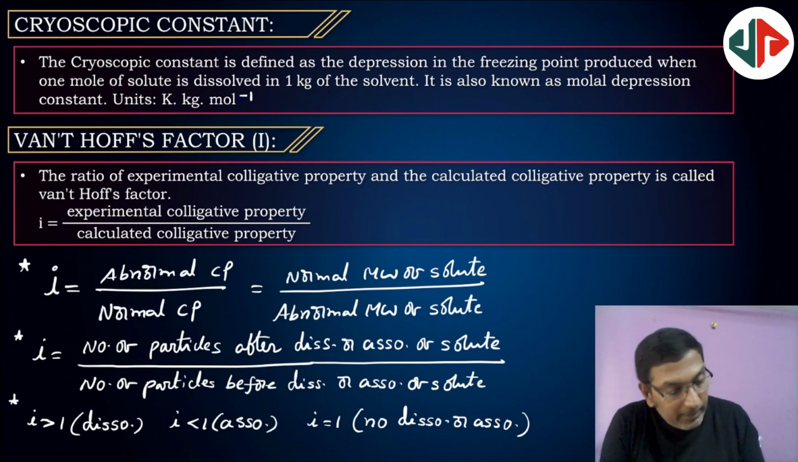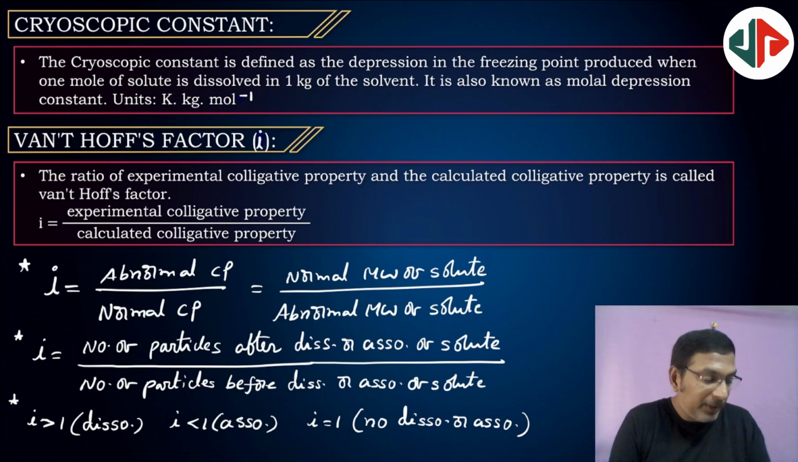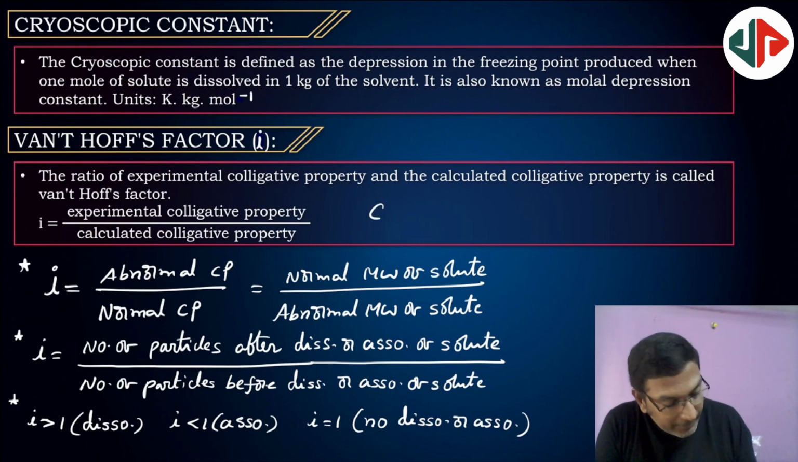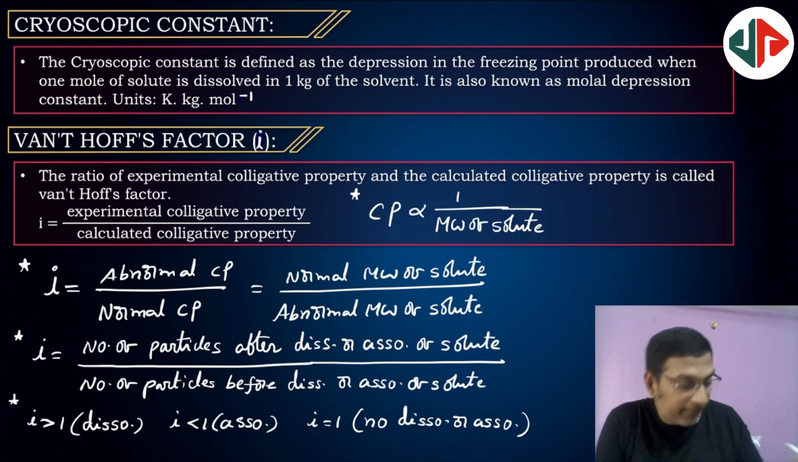Van't Hoff factor i, small i should be there here. Abnormal means observed or experimental. Normal colligative property is theoretical or calculated. So any colligative property is inversely proportional to molecular weight of solute. Very, very important.